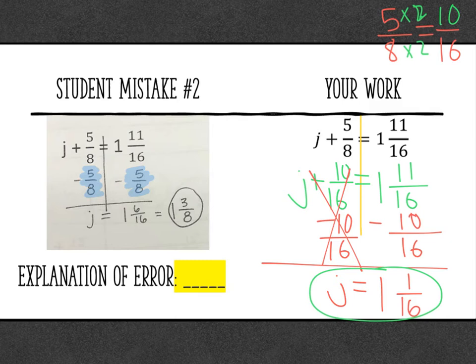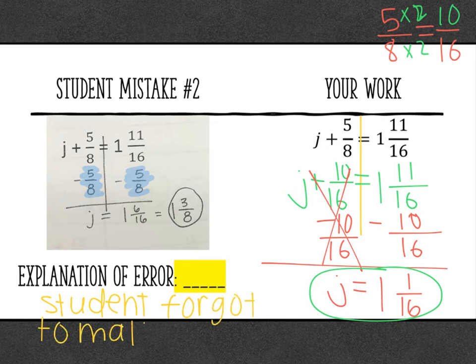So for the explanation of the error, put that in words in some way, shape, or form. So I'm going to say student forgot to make common denominators. Okay, so in some way, shape, or form, go ahead and say that.